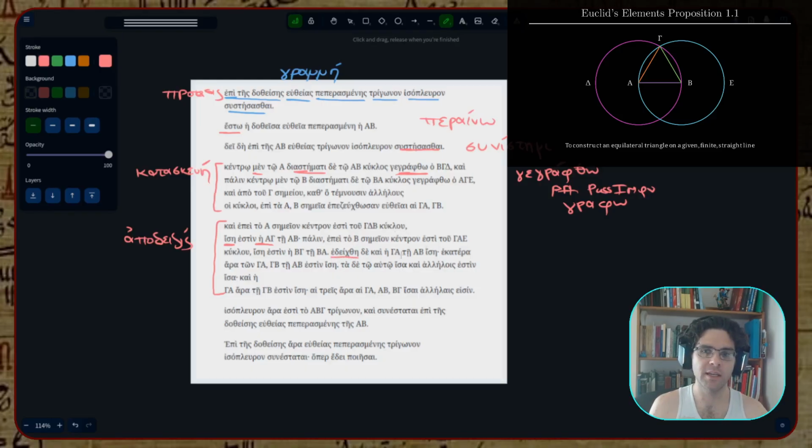It has been shown gamma alpha is equal to alpha beta. So we have the aorist passive indicative here from dechomai, which is actually part of the same root from apodeixis.